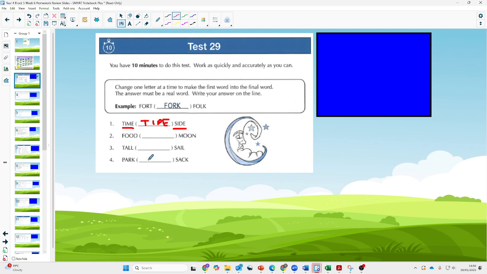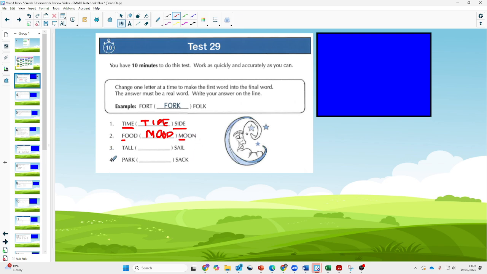Now we can have a look at this word. We've got food and moon. And again, the F and the M have been changed. So if we make food mood, you can see then that we're just changing one letter, changing the F to an M, and then mood becomes moon by changing the D to the N.